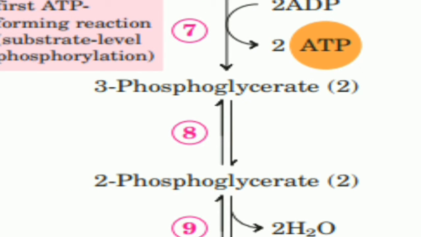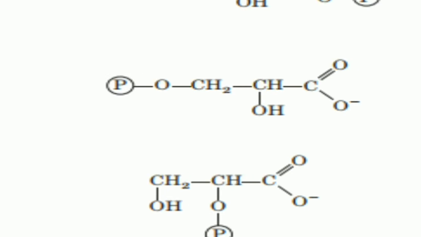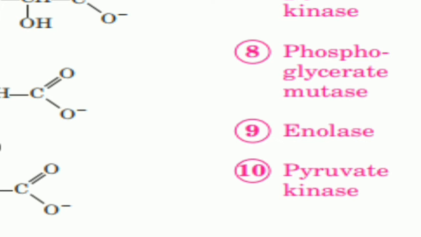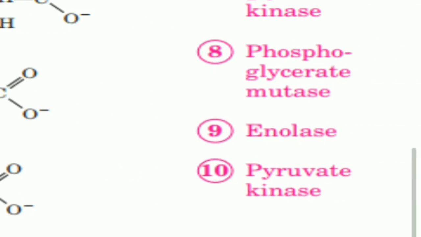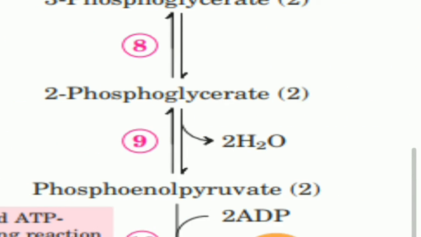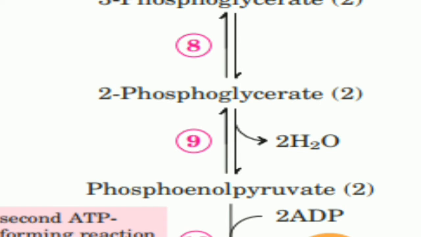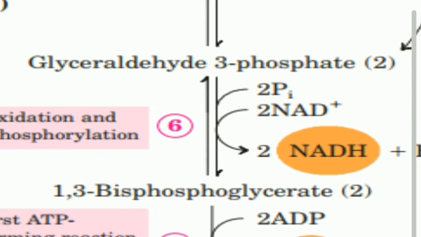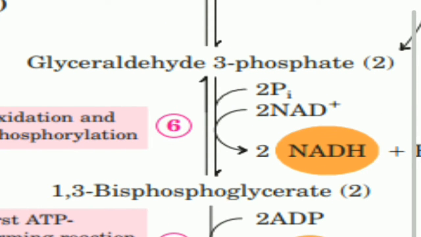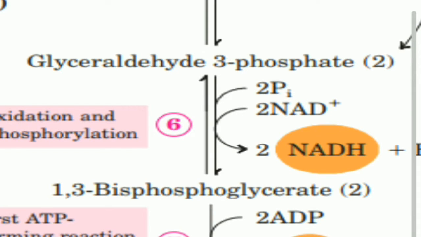3 phosphoglycerate is converted to 2 phosphoglycerate by the enzyme phosphoglycerate mutase. Then 2 phosphoglycerate is converted to phosphoenolpyruvate, producing 2 molecules of H2O, by the enzyme enolase. Then phosphoenolpyruvate is converted to pyruvate, giving 2 molecules of pyruvate, because one comes from glyceraldehyde 3 phosphate and the second from dihydroxyacetone phosphate.